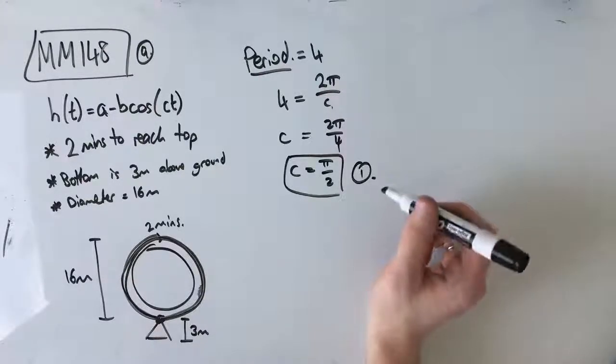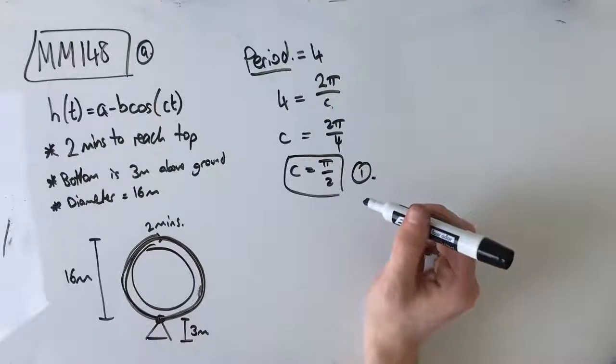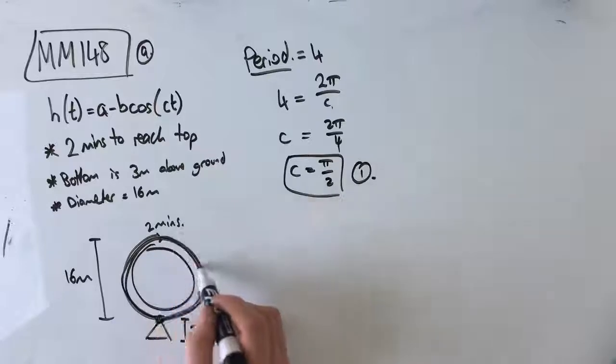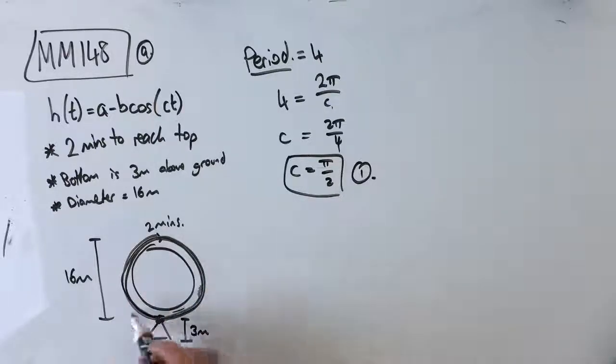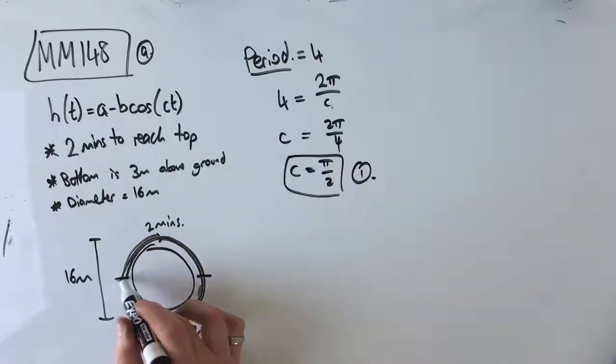So from here, we can work out a and b. We know that the bottom is 3 meters above the ground. We know that the diameter is 16 meters. So if the diameter is 16 meters and it keeps going around and round like this, it's actually revolving around our midpoint. Sorry, our B value is our amplitude.